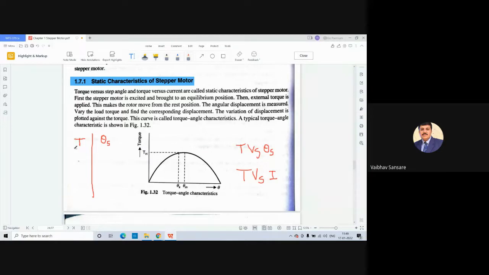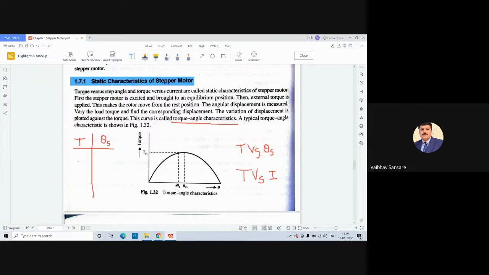After measuring the torque versus theta S, we have to plot this torque versus theta S. The variation of this displacement with respect to torque gives us the static characteristics of the stepper motor, which is also termed as the torque angle characteristics of a motor. The typical torque angle characteristics of a motor is as shown in the figure.